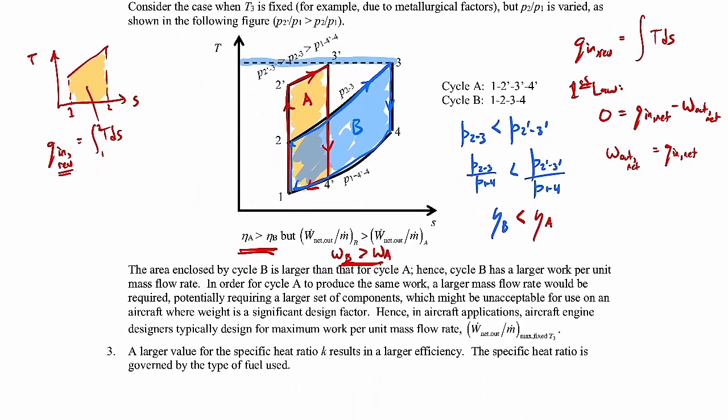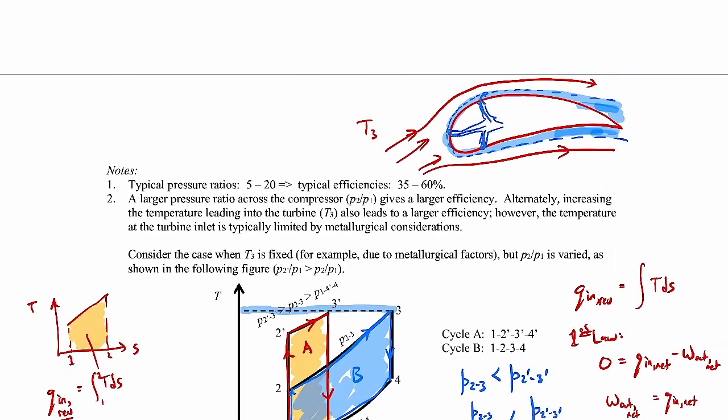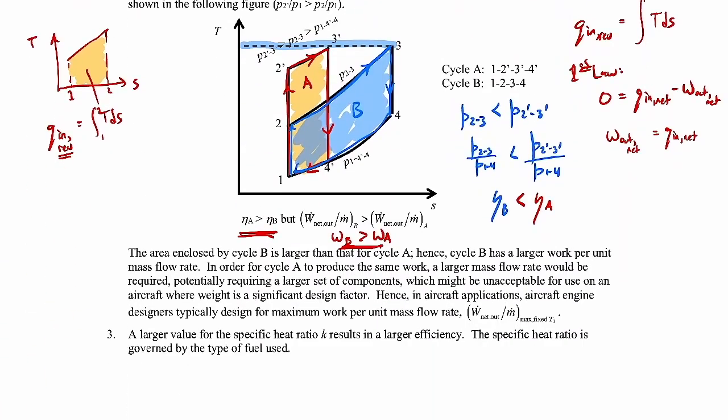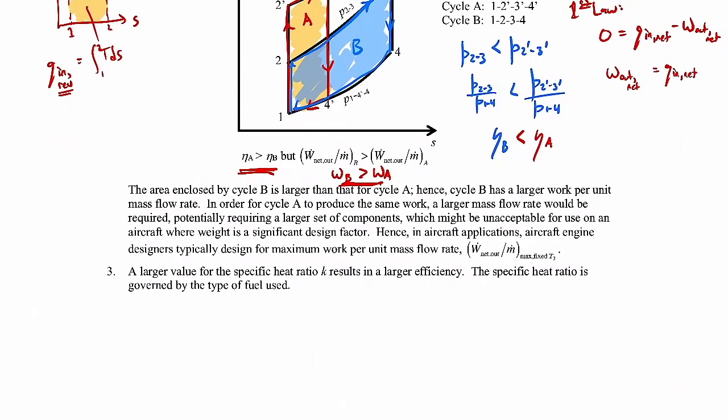The very last thing I have here is the influence of the specific heat ratio on the efficiency. This goes back to this relationship here. You can see the specific heat ratio up here. If k is larger, you tend to have larger thermal efficiencies. The way you get larger k is you change the kind of fuel that you would put into your Brayton cycle. It has some effect.